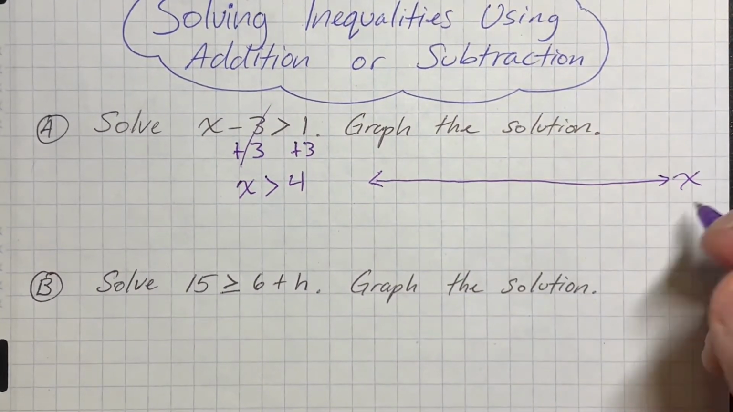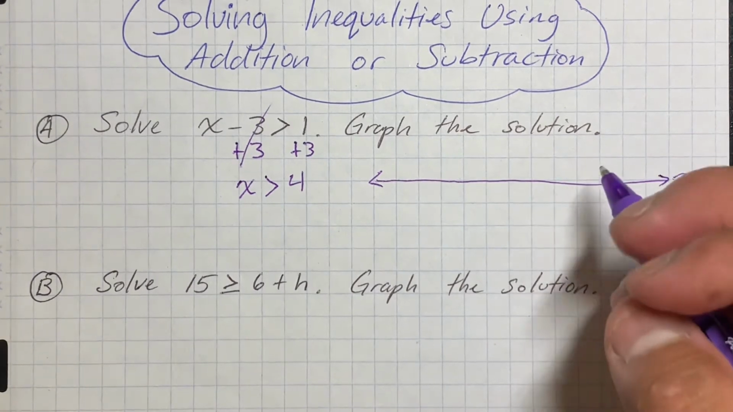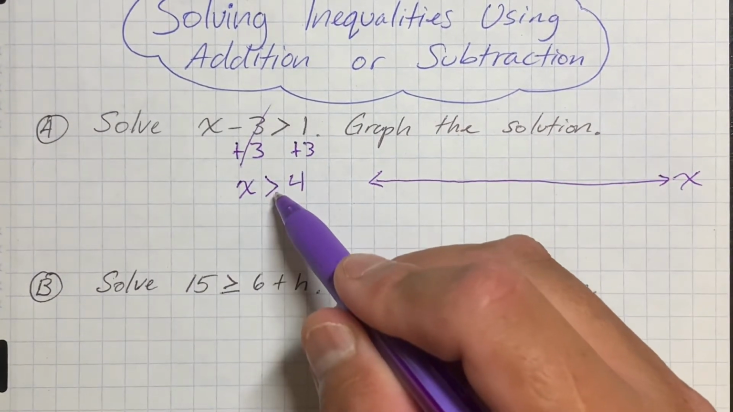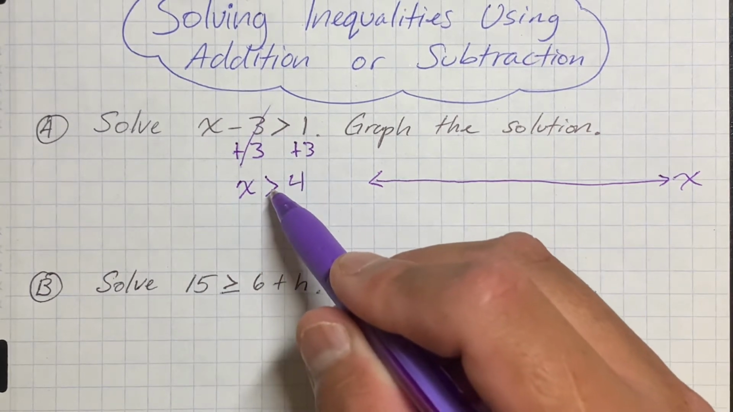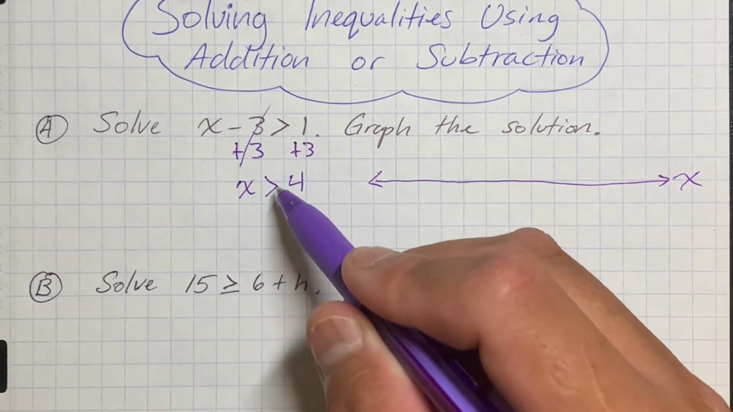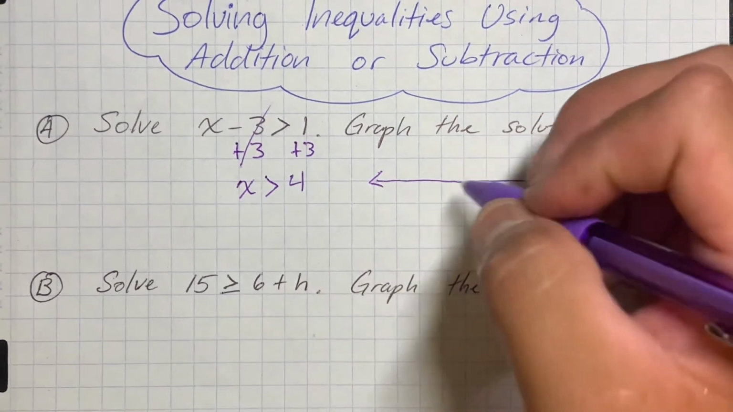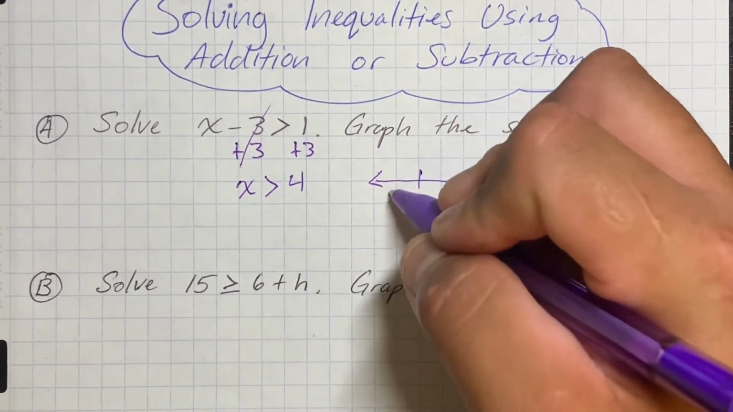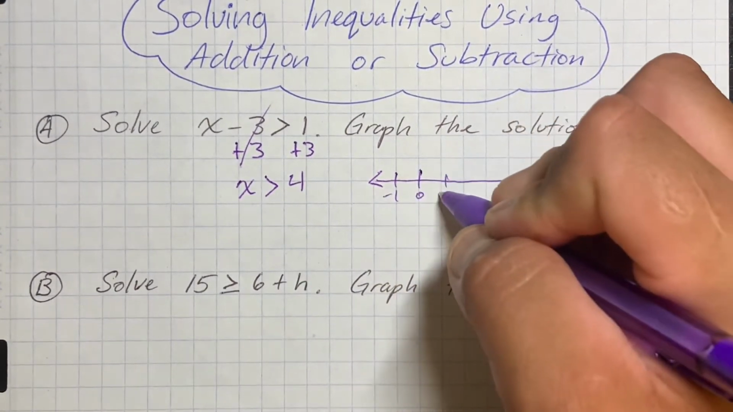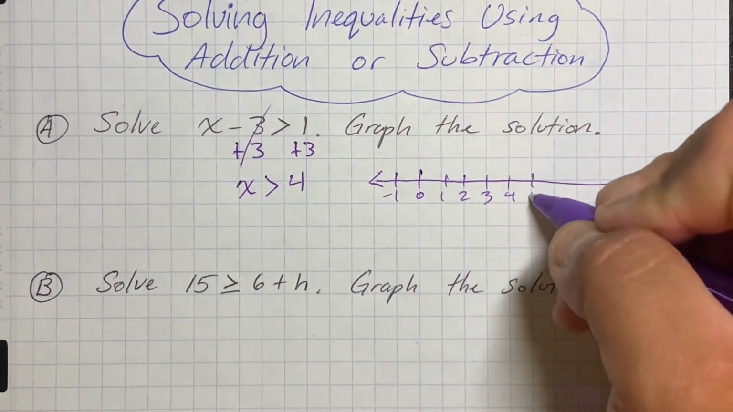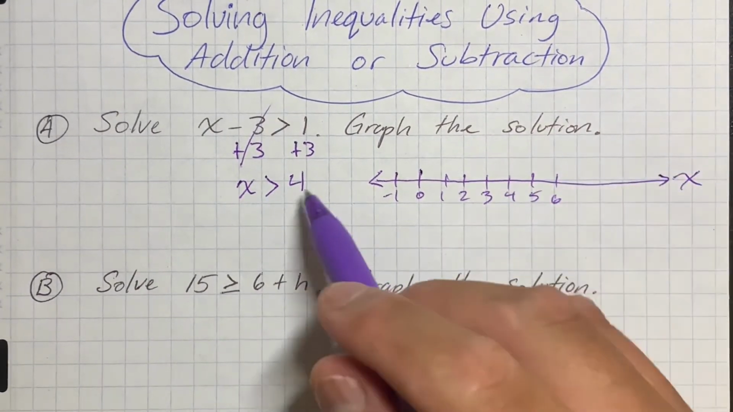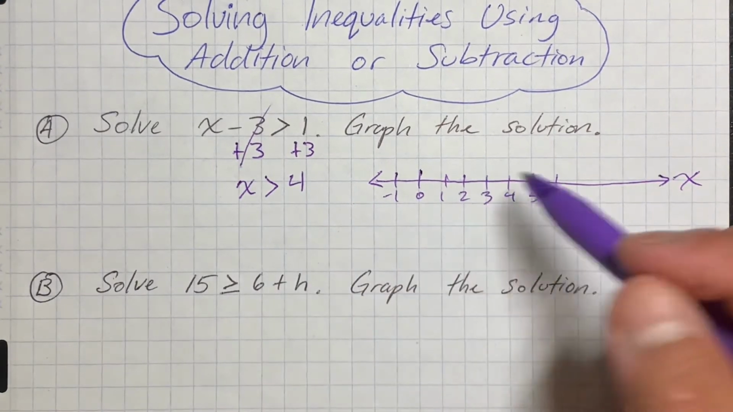Now we have to graph that on a horizontal number line or a vertical number line, just whatever your preference is. If you look at the symbol, x is greater than 4. It didn't say that x is greater or equal to 4. So we have negative 1, 0, positive 1, positive 2, positive 3, positive 4, and so on and so forth. So we locate positive 4 on the number line.